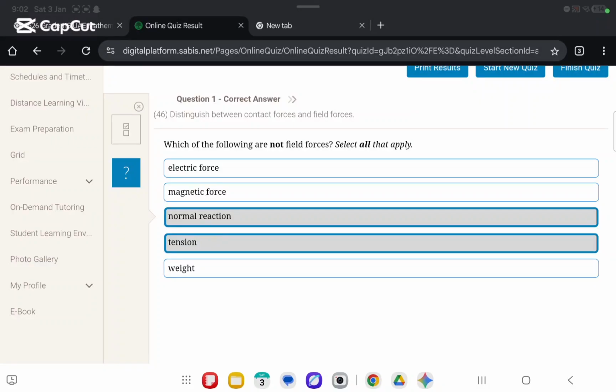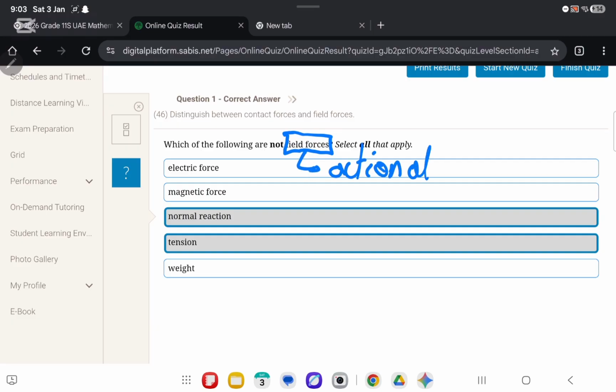Hey everyone, today I'll be doing the term 2 week 1 mechanics quiz. So, first question, which of the following are not field forces? Now, what is a field force? A field force is the same thing as action at a distance. It's the exact same thing, it's just another word for it.